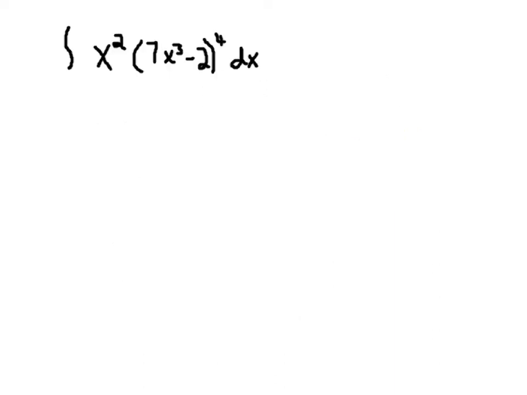Remember, not all u-sub problems are set up as perfectly. Here is a u-sub problem where we're missing a constant in the du. So I'll give you about 90 seconds to do u-substitution and find me the integral of x squared times the quantity 7x cubed minus 2 to the fourth power.